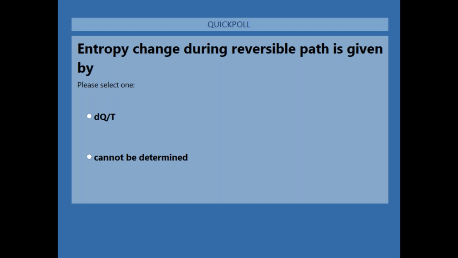Entropy change during reversible path, how to determine that? Those who are saying that it cannot be determined, they haven't listened to the lecture carefully. So the entropy change during the reversible path, this is what is also written on the board, that we can find the entropy change during a reversible path by taking an integration of del q by t along that reversible path.